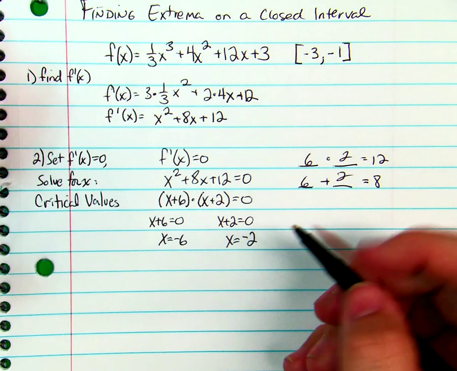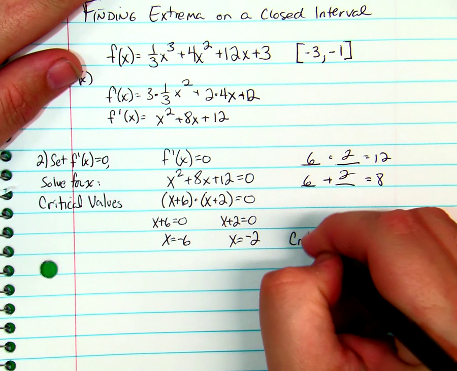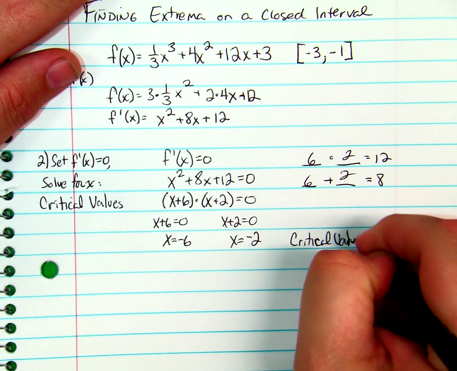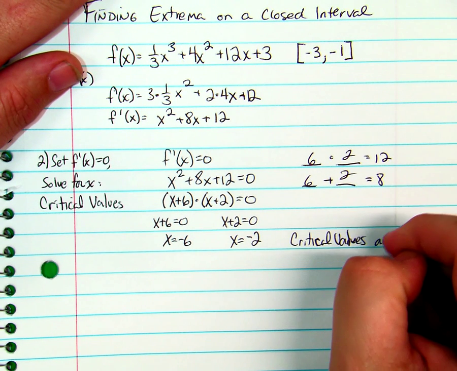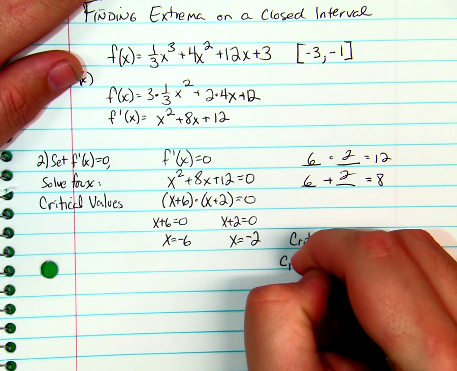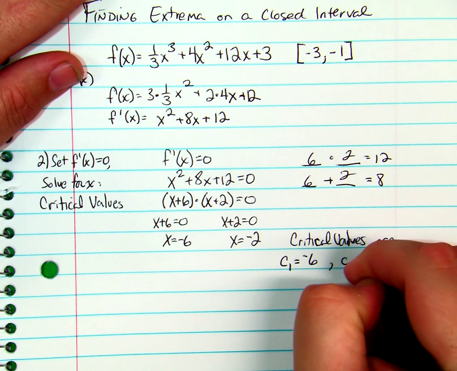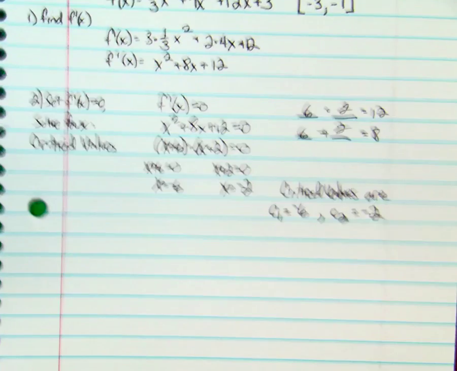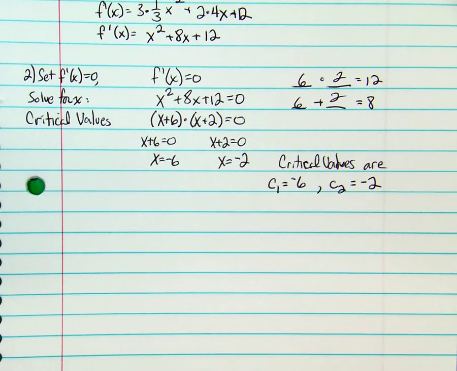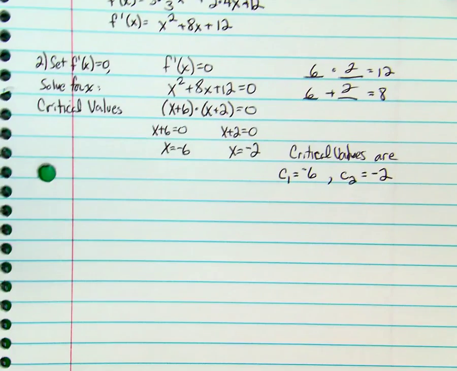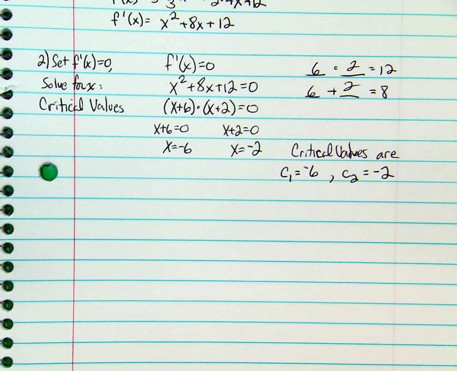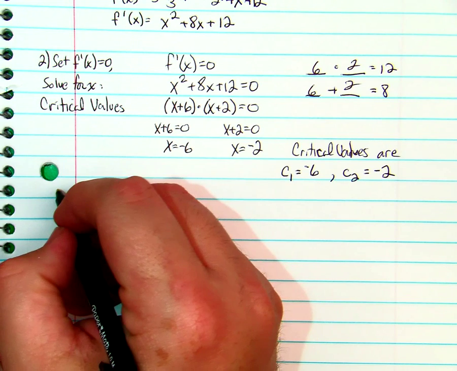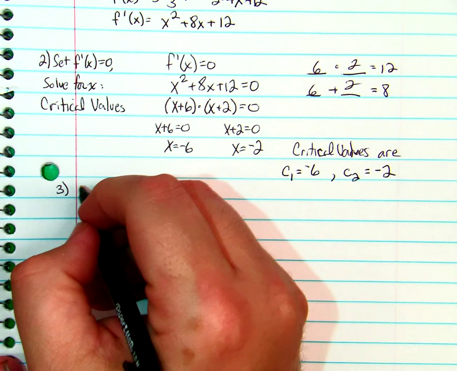So my critical values are, we'll go C1 is equal to -6, C2 is equal to -2. So far we've taken a derivative and set it equal to 0 and found the x values that will make that work, and these are going to be our critical numbers. Step 3 is we're going to make a chart.